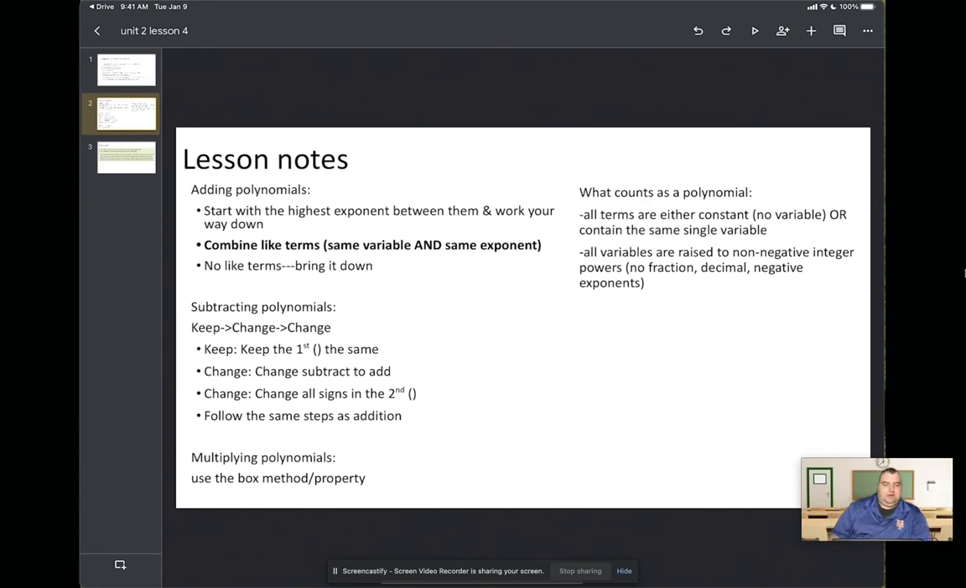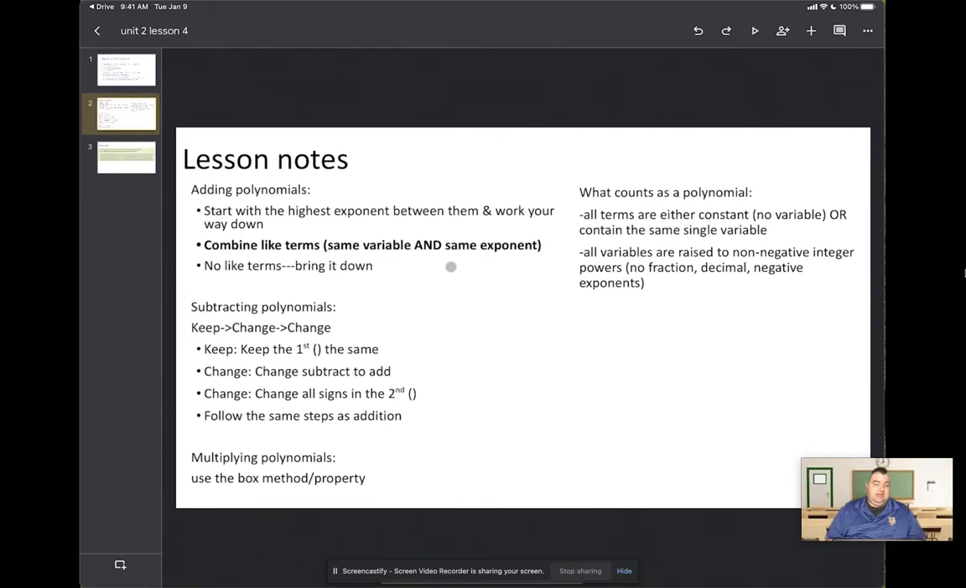Off to the left here are some notes about adding, subtracting, and multiplying polynomials. When we add polynomials, really the name of the game is that we combine like terms. What makes a term like? Like terms mean same variable and same exponent. We always start with our highest exponent between them and work our way down. And if we don't have any like terms, we bring them down.